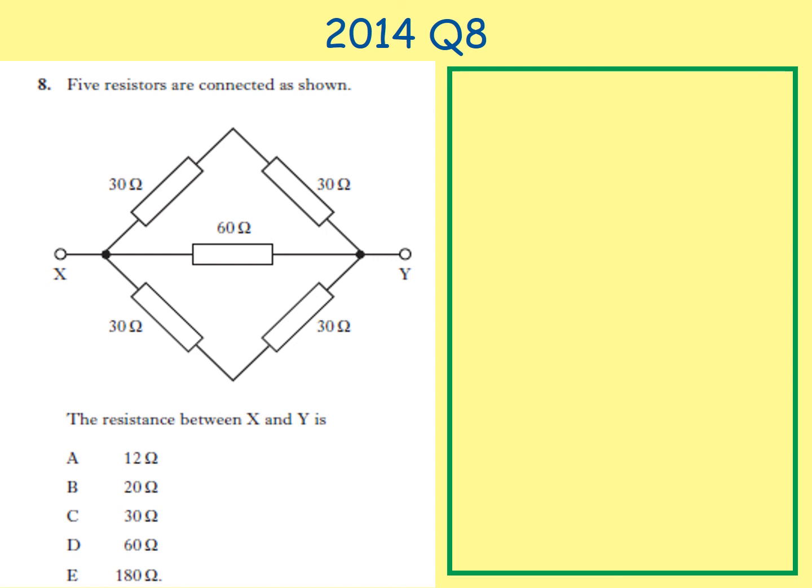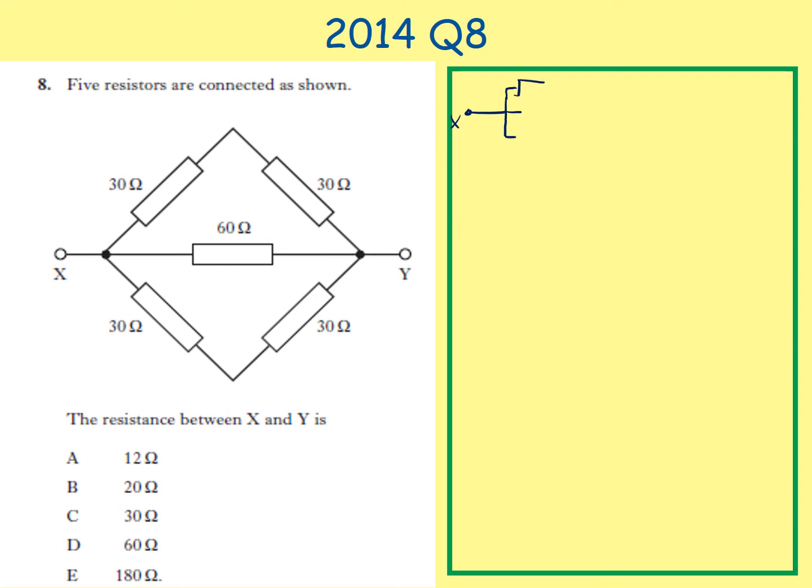5 resistors are connected as shown. What is the resistance between X and Y? If we're a little bit confused by the way this circuit looks, you can actually draw it out slightly differently, putting in some straight lines. So we're starting at point X. We can turn this section into a straight line with 3 points coming off of it.